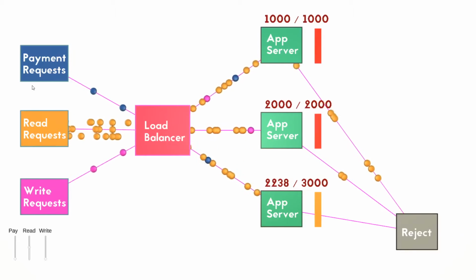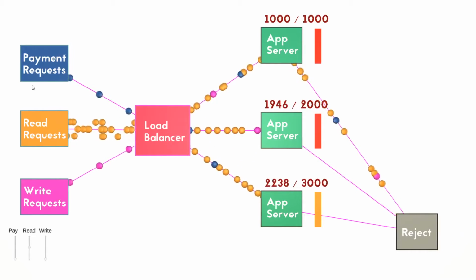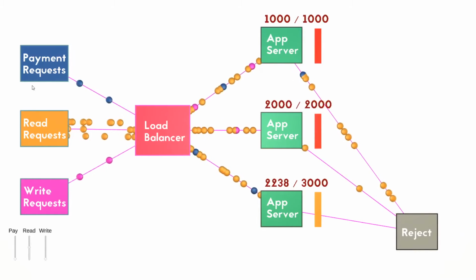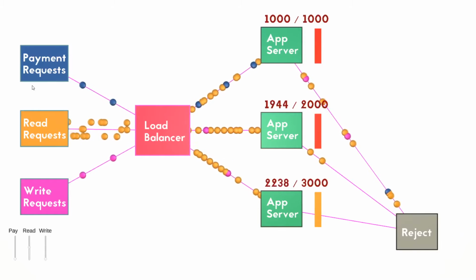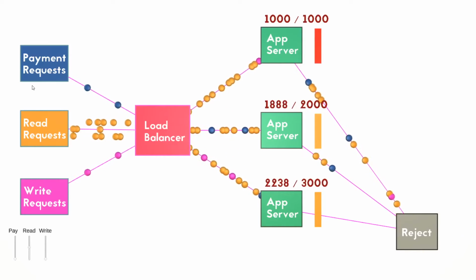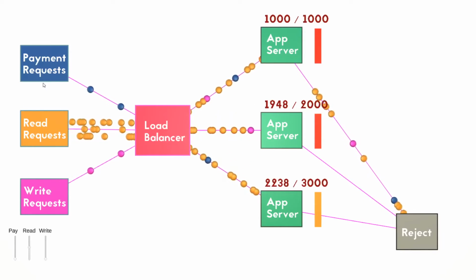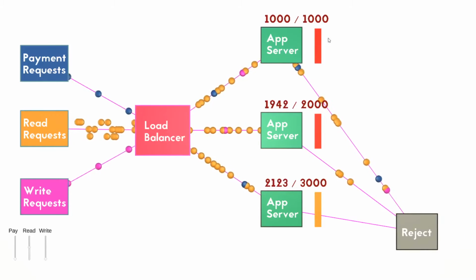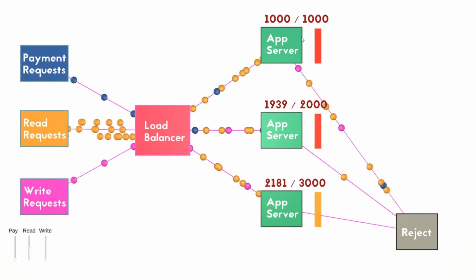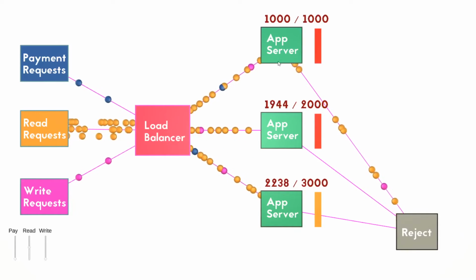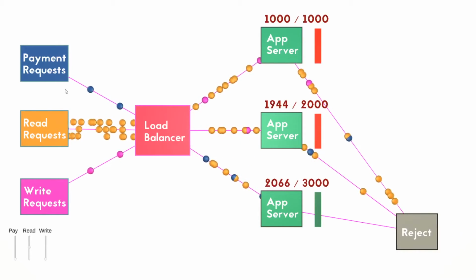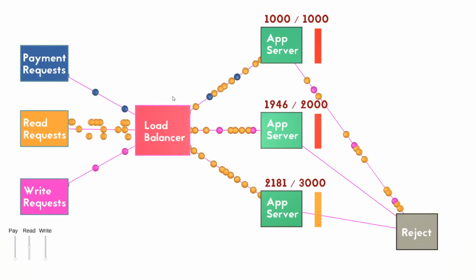A quick fix would be to have request specific quotas. So we can have a separate limit for payment requests, separate for read requests, separate for write requests for every server separately. So this maximum limit for every server is now split into three parts, and hence the read request should not be able to affect the payment request.